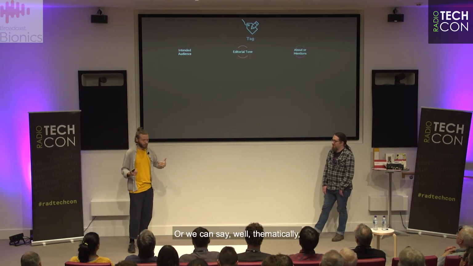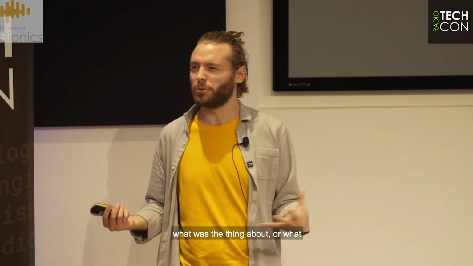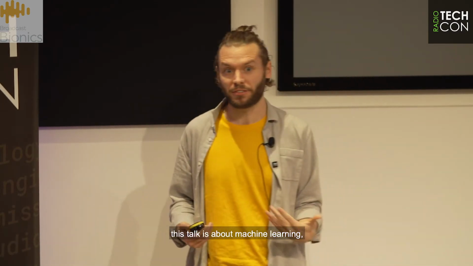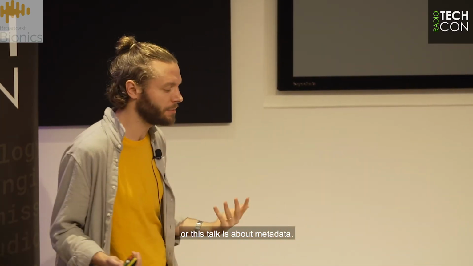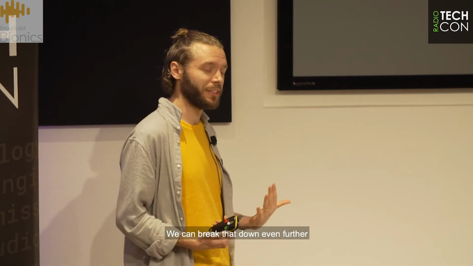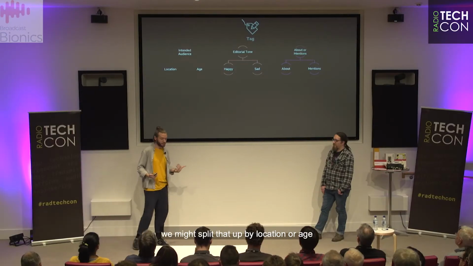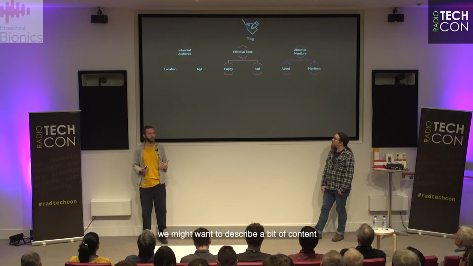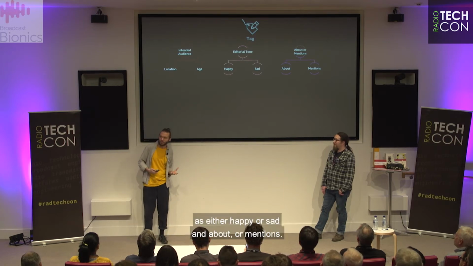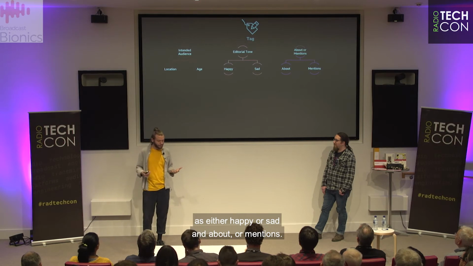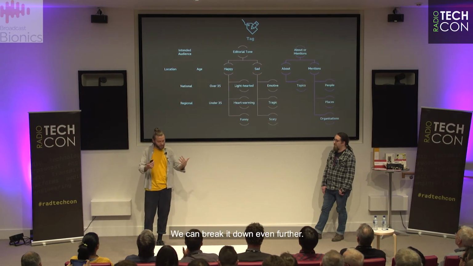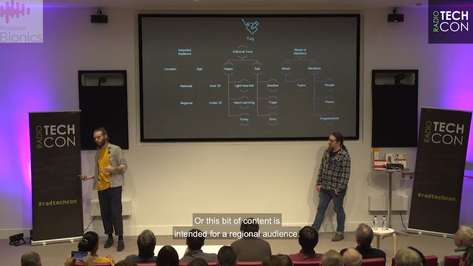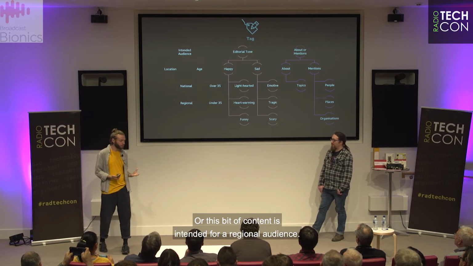Or we can say, well, thematically, what was the thing about? Or what were the things that were mentioned? So, for example, this talk, we might say this talk is about machine learning, or this talk is about metadata. We can break that down even further, and within intended audience, we might split that up by location or age. And in tone, fairly simplistically, we might want to describe a bit of content as either happy or sad, and about or mentions. We can break it down even further. We might say, well, a piece of content, in terms of its location, we're aiming at a national audience, or this bit of content is intended for a regional audience.